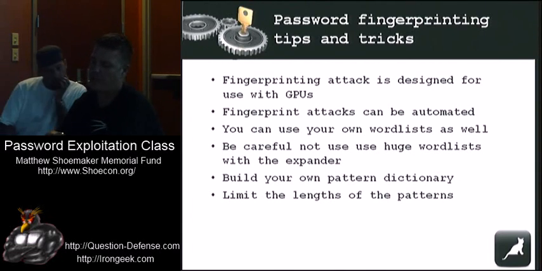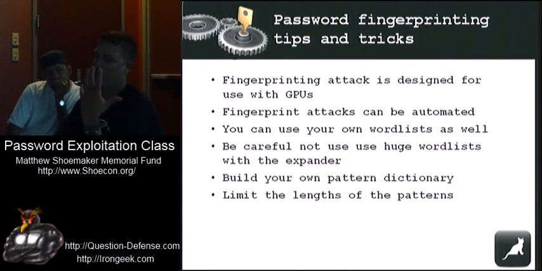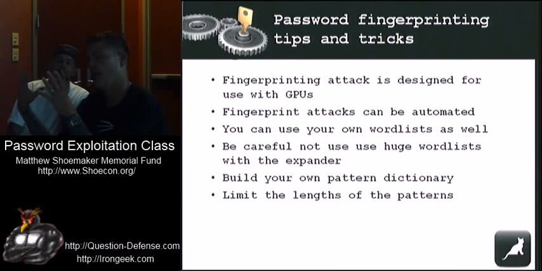There's a few tips and tricks that Adam gave us. The fingerprinting attack is designed to work with GPUs. If you're using CPUs, you just want to make rules. You can use your own word list. You don't necessarily have to extract the word list from the example that we did. We brute forced the word list and then started out with that word list so that we could look at patterns that that word list had. But you could also just as easily use your own word lists and see what you could get.